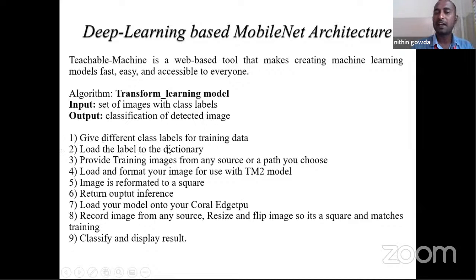First step, give the different class labels for the training data. Then load the labels to the dictionary and provide the training images, and it will automatically format the images. The images will be reformatted to square and it returns the output interface. Now you can load this model into your edge computing devices and classify. It's a simple procedure. The model uses transfer learning, which is a deep learning based architecture.